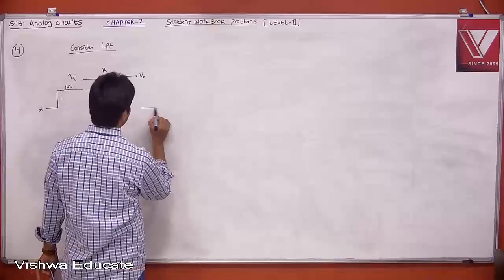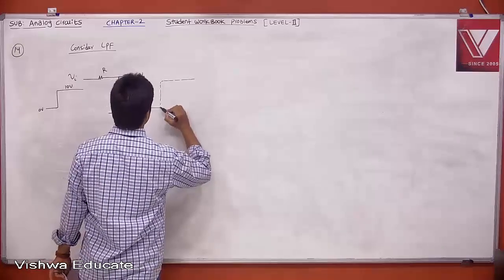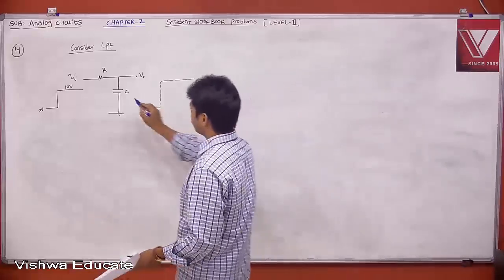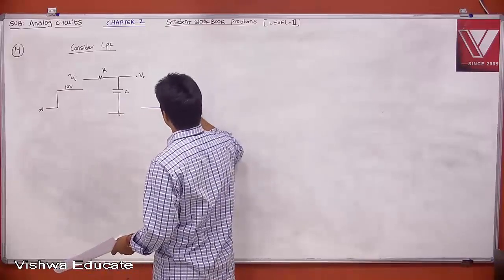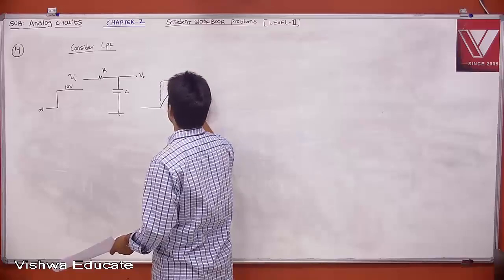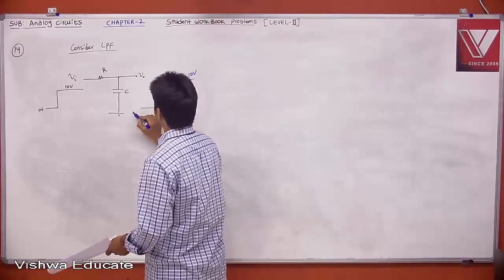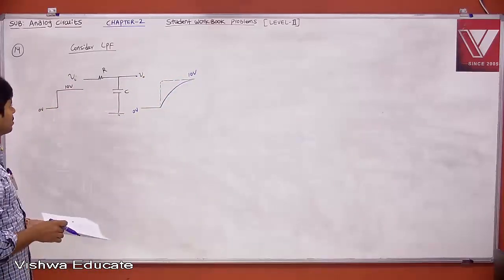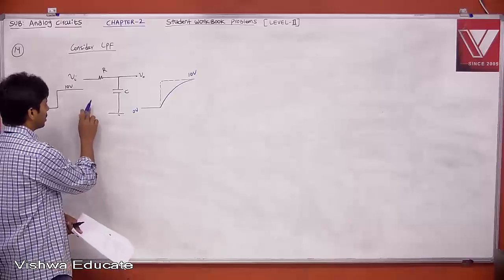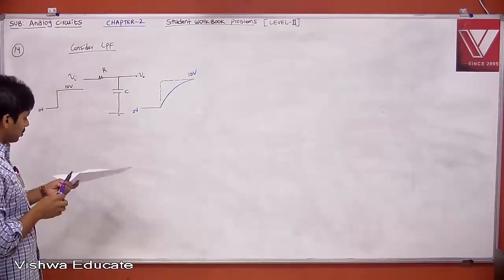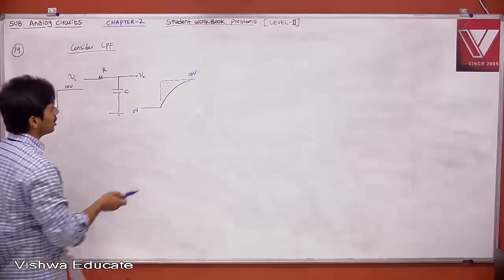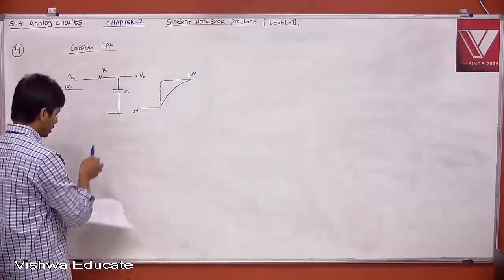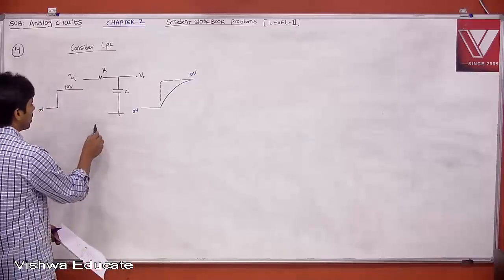When you apply a step signal, what is your output? Your capacitor will be charging slowly, right? Your capacitor is trying to track your input. It is charging exponentially and trying to track your input. This is your 10 volt and this is 0 volt. But how much time will it take to reach 99.9% of the final value? That is nothing but 5 times the time constant, where time constant tau is RC. That is with respect to transient analysis. What is rise time? 20% to 80%.